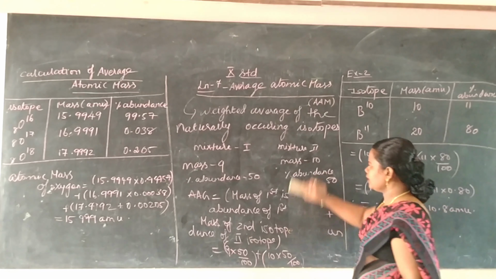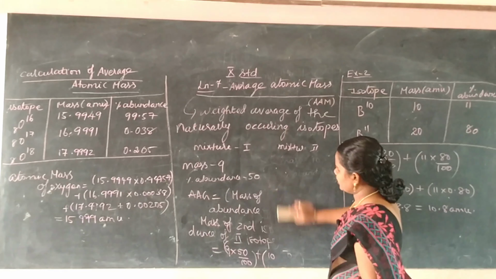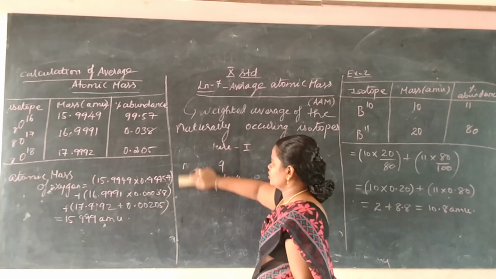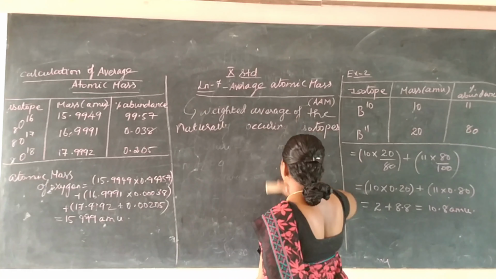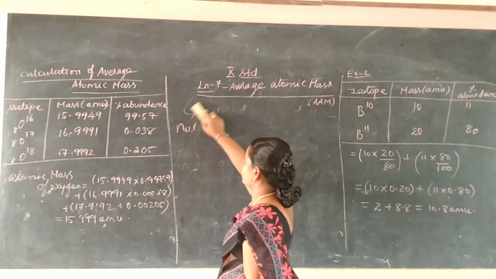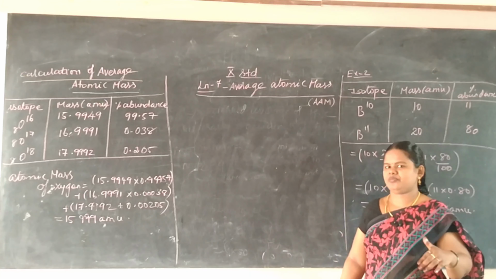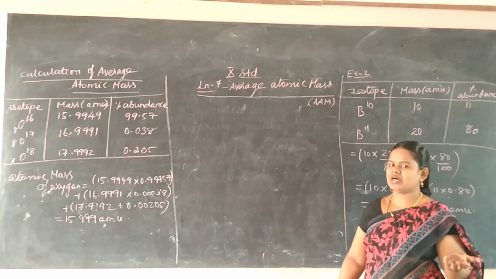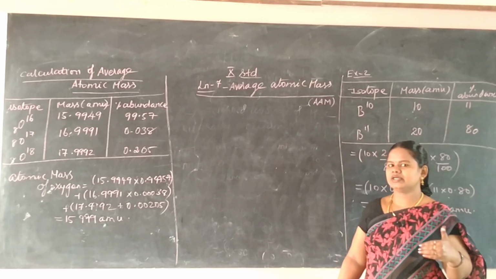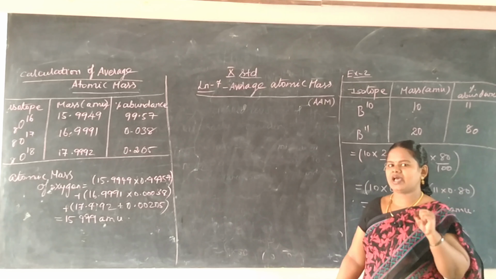And in the periodic table, the average atomic mass is considered as atomic weight. So we call it atomic weight in the periodic table, or atomic mass is also known as the atomic weight. But it is not the mass of the individual atom. It is the average atomic mass of those elements. So we have to calculate the average atomic mass for an element having isotopes.